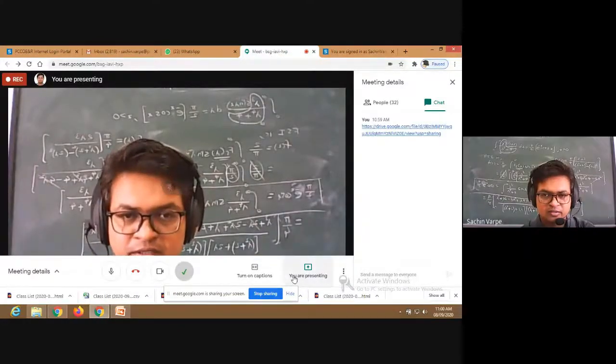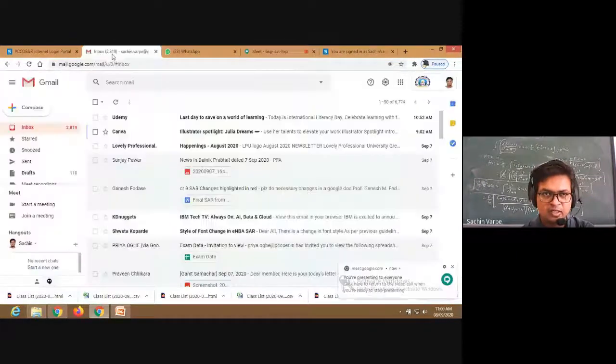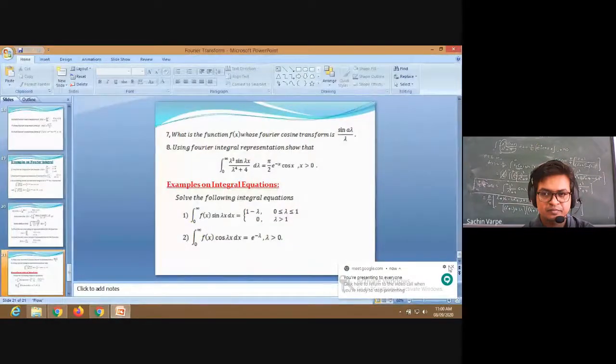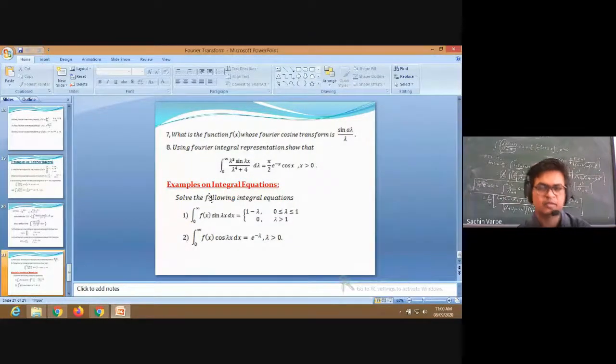So let us have one more example on the last type. Type 3, examples on integral equations. So this is the last type of Fourier integral and Fourier transform. With the help of Fourier integral and Fourier transform, we are going to solve the integral equations. So we will solve one here and one will be for homework.